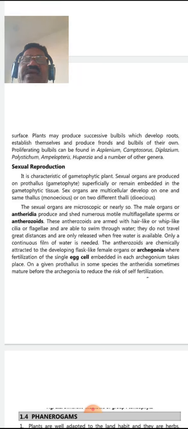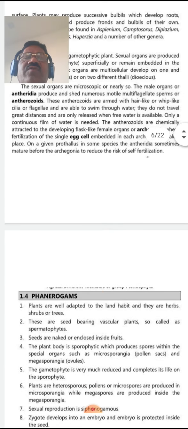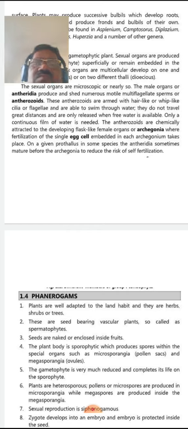The antherozoids are chemically attracted to the developing flask-like female organ, that is archegonia, where fertilization of the single egg cell embedded in each archegonium takes place. On the given prothallus, in some species, the antheridia sometimes mature before the archegonia to reduce the risk of self fertilization. So, this is the general introduction about the pteridophytes.